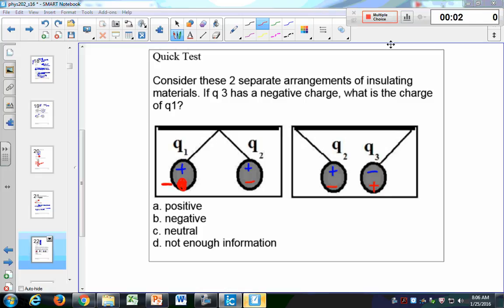Nobody got the right answer that time, or one person did. Oh, I'm sorry. Never mind. I said that it was negative, didn't I? I didn't read the question. Q3 has a negative charge. Yes, I just gave you the answer, I'm sorry. Right, so the answer is A. Sorry about that, I misread the question. So go ahead and put in A, I'll count it twice. Everybody put in A.